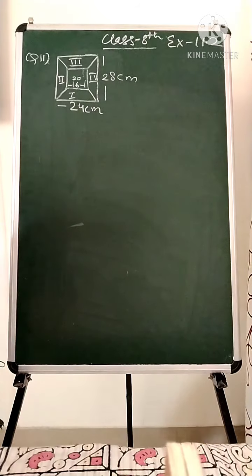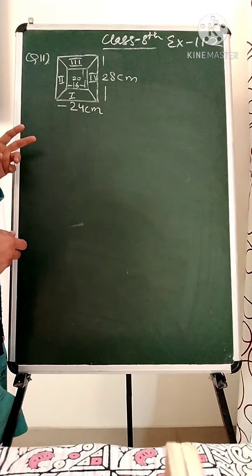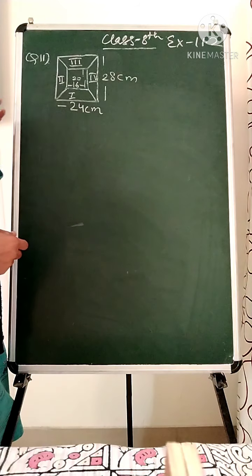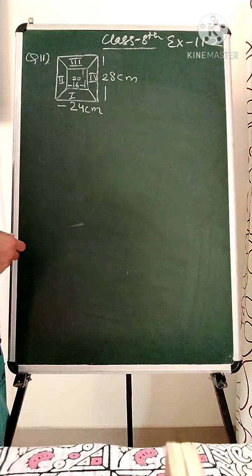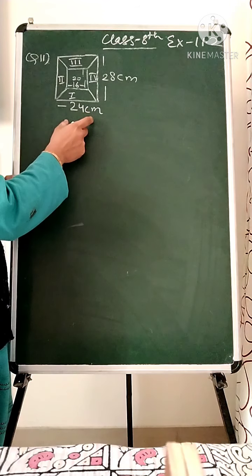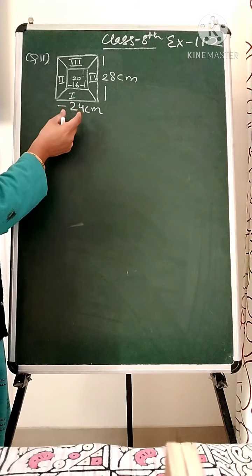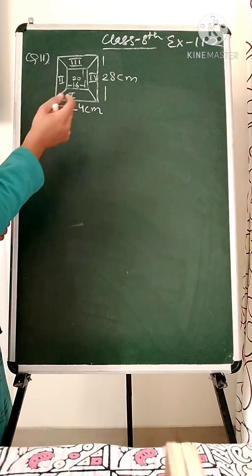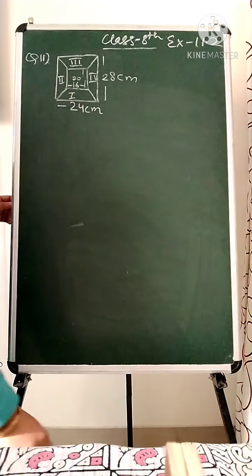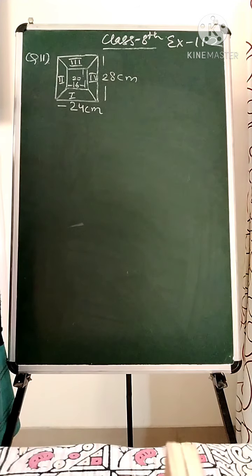Next, question number 11. In this question, they have given two rectangles. One is inside and second one is outside. Outer rectangle dimension is 24 centimeter and 28 centimeter. Inner rectangle is 16 and 20. Clear? So they have joined the vertices. After that you get 4 trapezium.